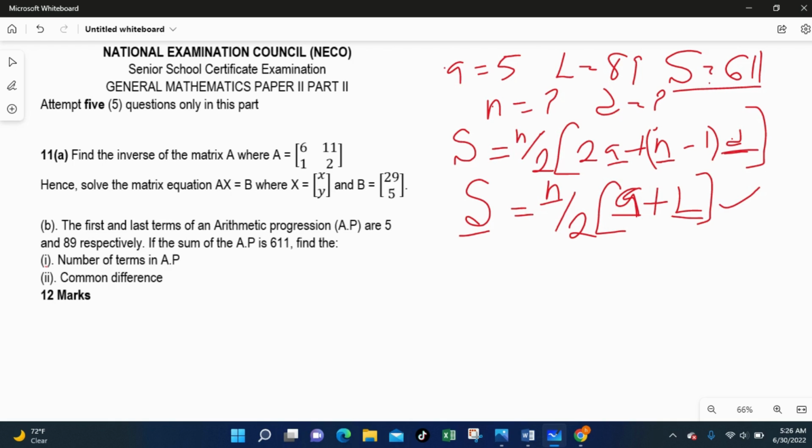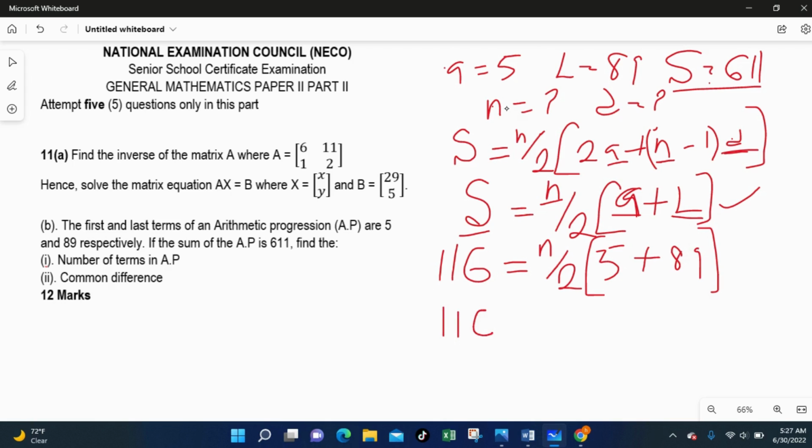So applying that equation, you'll see that the sum of the AP is equal to 611. The number of terms n is the term we are looking for, and then we have the first term, 5, plus the last term, 89. So we have 611 equal to n over 2 times the bracket, and 89 plus 5 will give us 94.